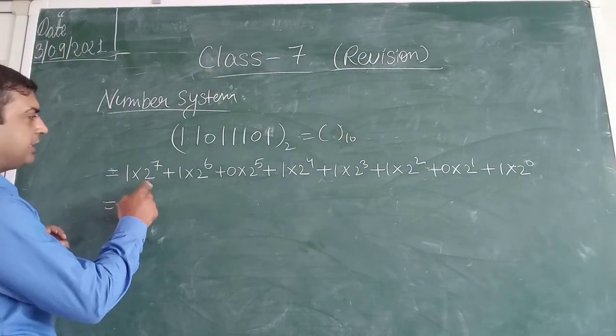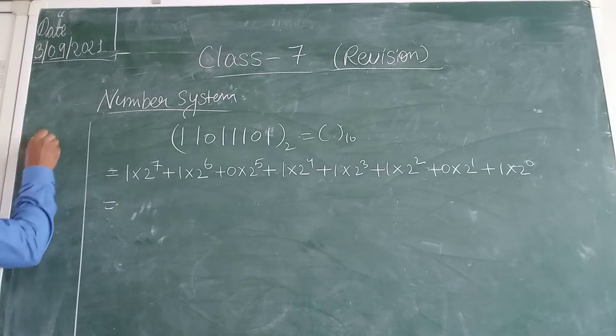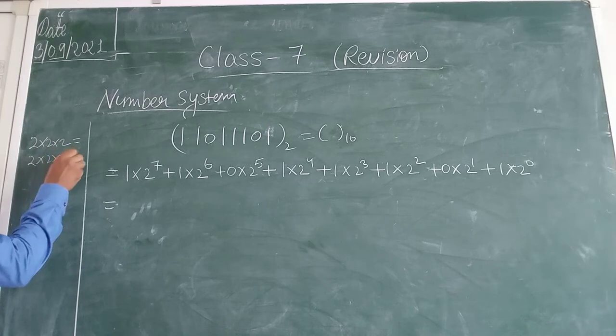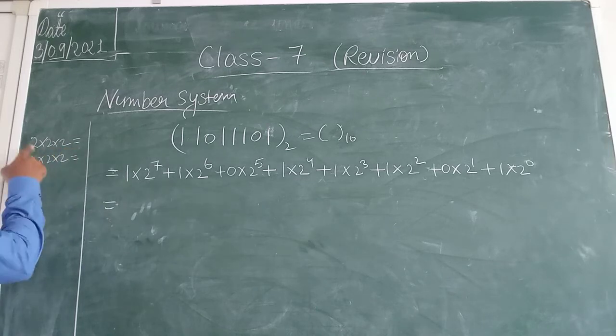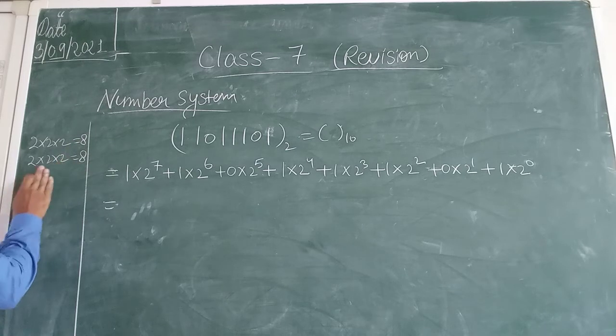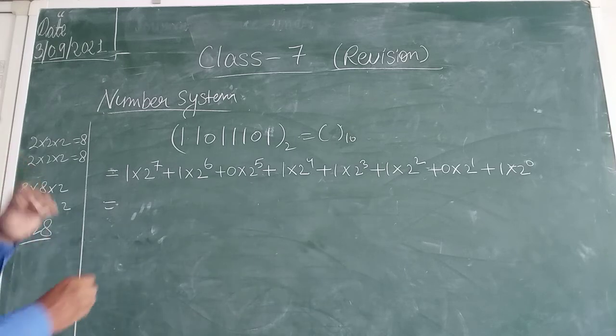Then you will multiply these numbers. I am multiplying here 2 into 2 into 2, 2 into 2 into 2 and then finally 2. 2 twos are 4, 4 twos are 8, and finally you have to multiply 8 into 8 into 2. 8 eights are 64, into 2 equals 128.